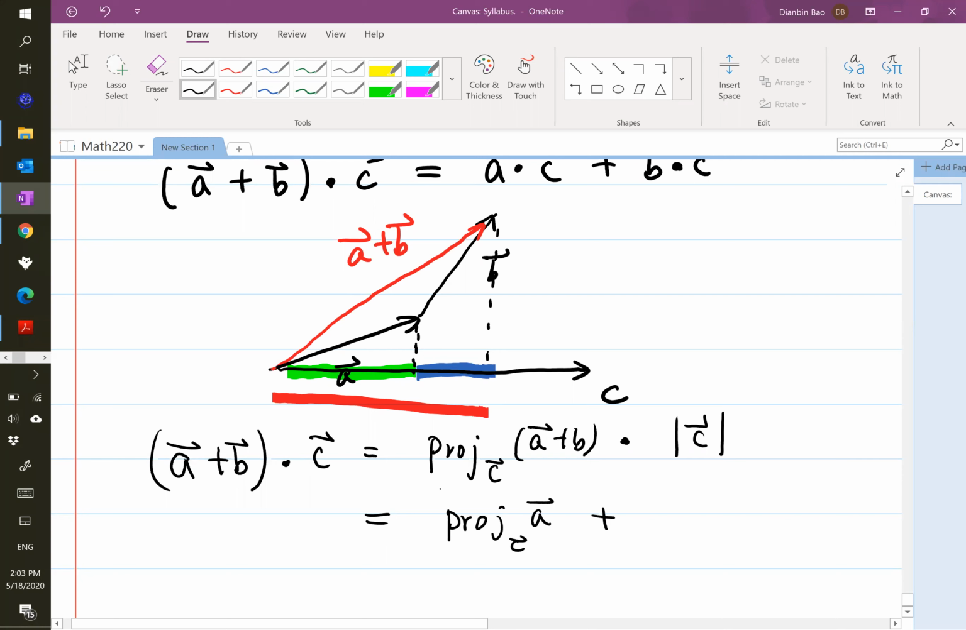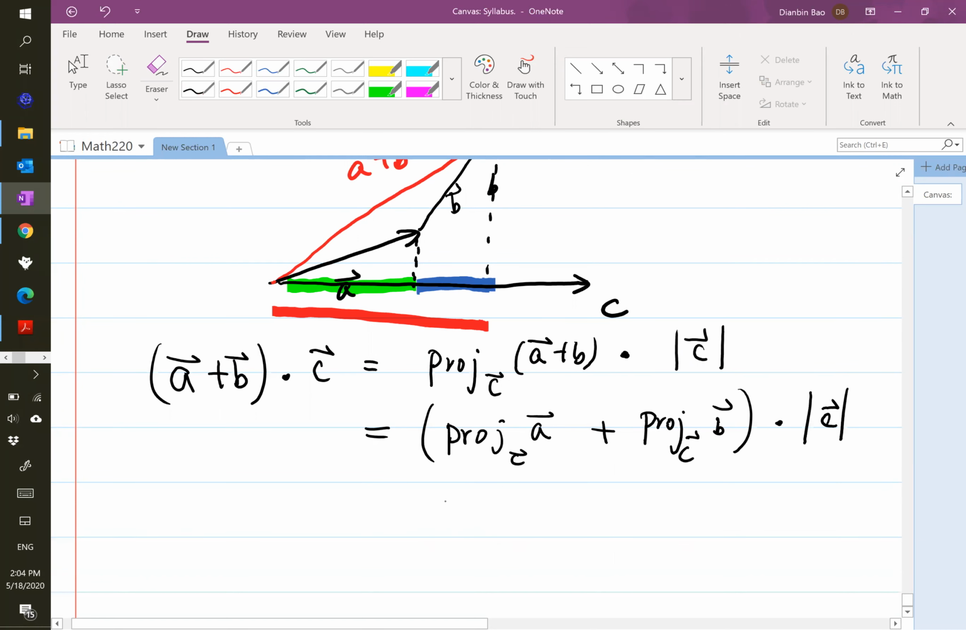Plus the projection of B onto C. The blue part, the projection of B onto C, times the norm of C. Now we are dealing with numbers. For numbers, we can distribute, okay? So we distribute.